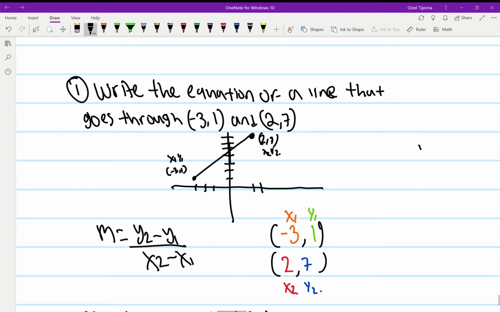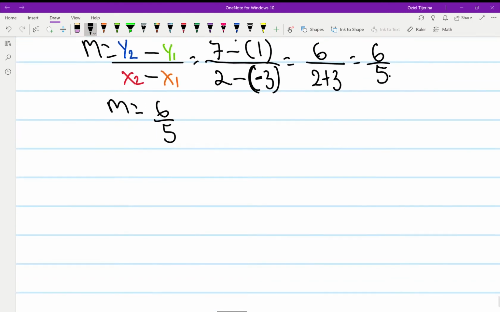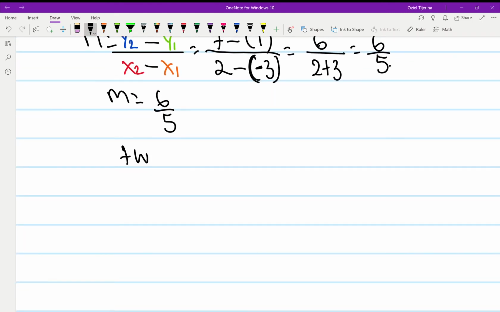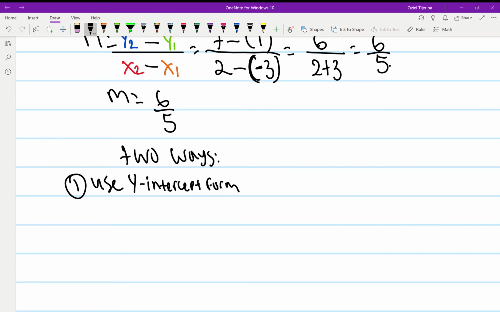So then there are 2 ways you can do this next, okay? Number 1, you can use y-intercept form to find your equation, or to write your equation.